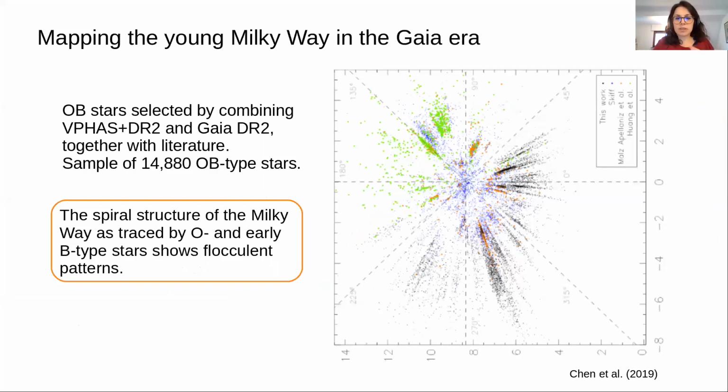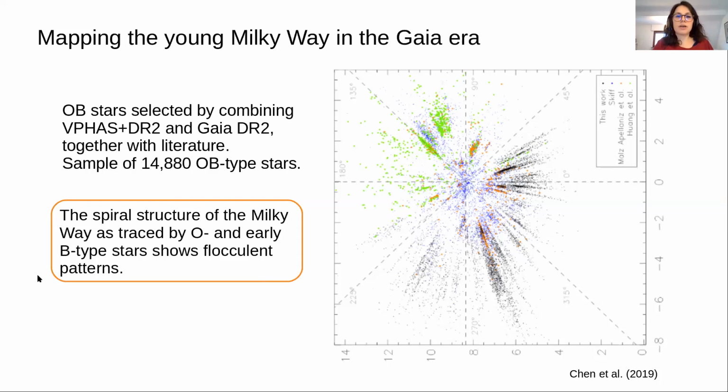There were also a few papers, this one in particular by Chen et al. 2019, where they use OB stars, again, to try to study the structure of the Milky Way. They devised a sample of 14,000 stars, almost 15,000, combining LAMOST and Gaia DR2. And they were among the first proposing that the spiral structure of the Milky Way could be described with flocculent patterns.